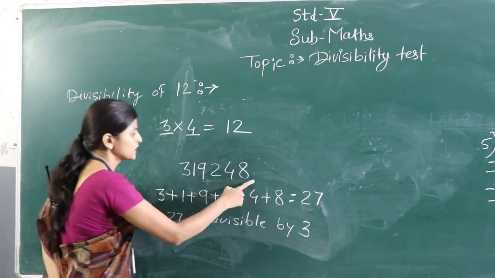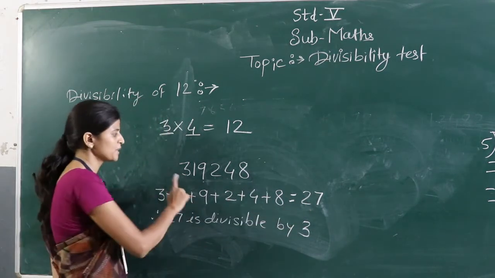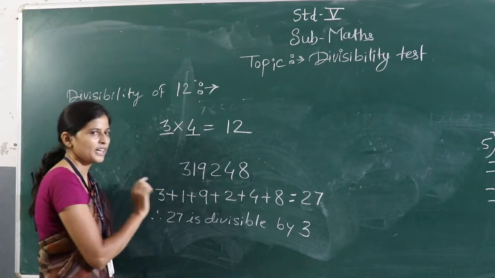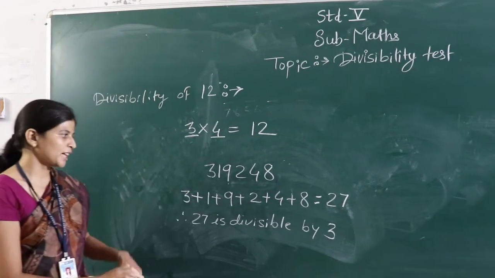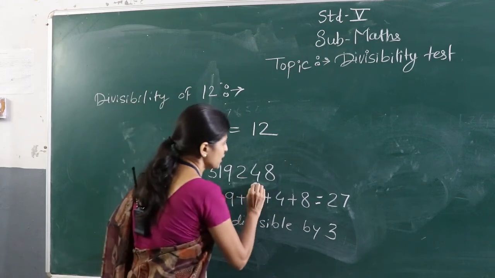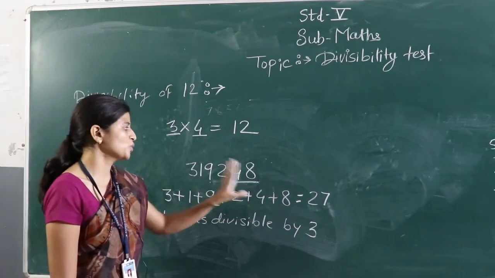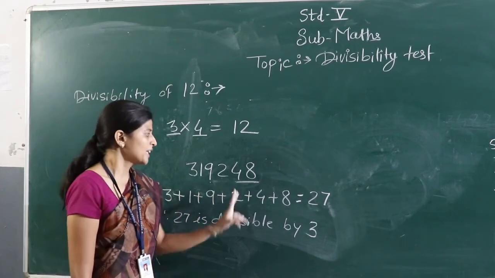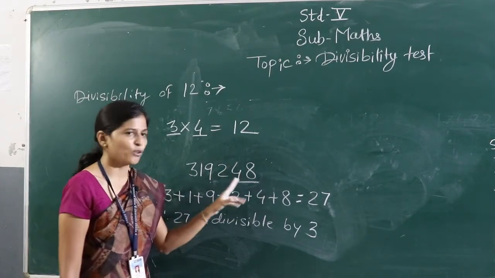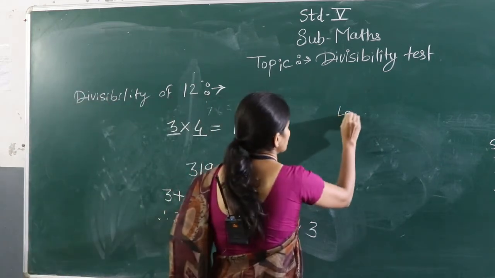This is the divisibility of 3. We add all the digits and if the answer is divisible by 3, that means the whole number is divisible by 3. Our divisibility of 3 check is done. Now we will check divisibility of 4. What is the divisibility of 4? We check the last 2 digits. If the last 2 digits are divisible by 4, that means the whole number is divisible by 4. Now the last 2 digits are 48.